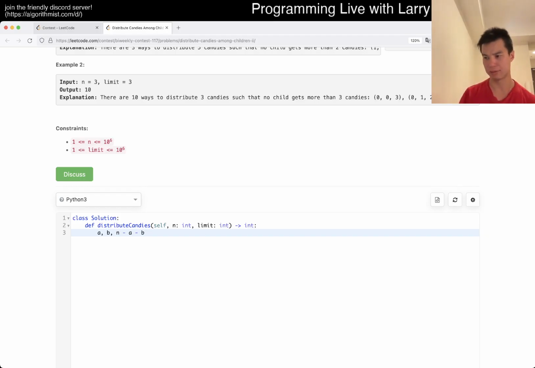Okay. And choose 2 with a limit. Because that only goes up to 10 to the 6 plus or times 2. Right? Okay. What does that mean? That means it's binomially distributed.